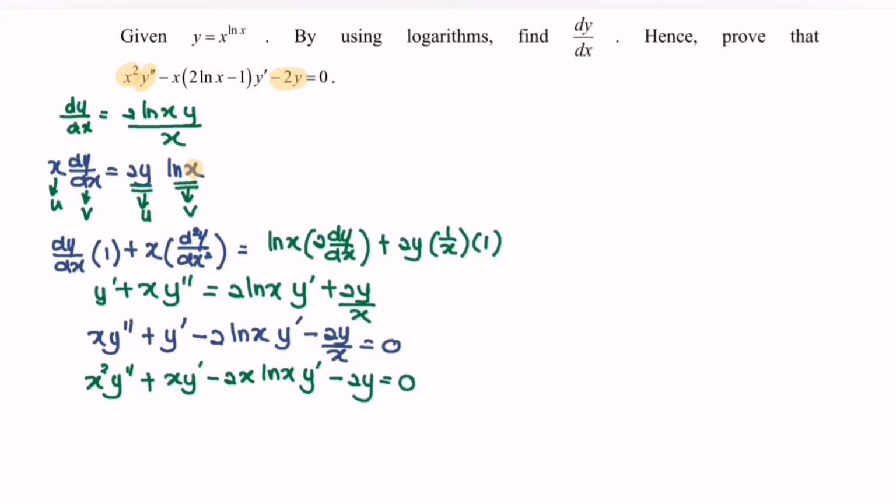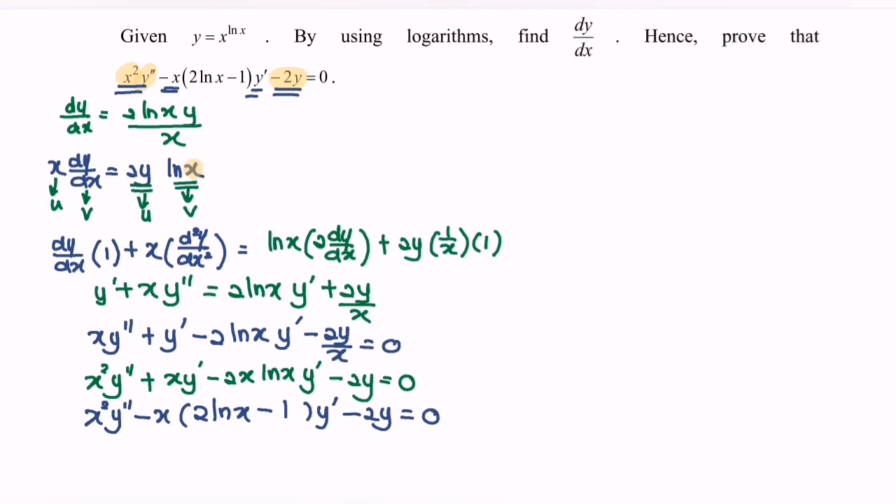So kindly refer to the situation. Now we already have x squared y double prime. Next we have negative 2y. What we have to do is to factor out the negative x and the y prime. So x squared y double prime minus x bracket, at the end we have y prime. If we factor out the negative x and the y prime, we will have 2 ln x minus 1. So minus 2y equals 0.